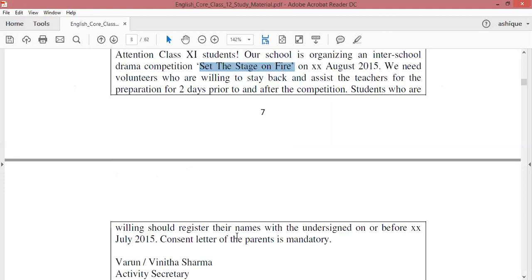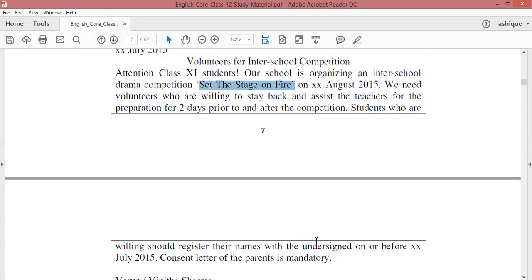Students who are willing should register their names with the undersigned on or before XYZ date in the month of July. The consent letter of the parents is mandatory. Okay. See, you can see the content. There is no paragraph break, a single paragraph has been used. If you're writing more content, definitely you have to break into paragraphs. If you're not writing more content, very to the point has been written, and all the information has been covered as per the question, and even the consent is needed. I have told you that also has been mentioned here.